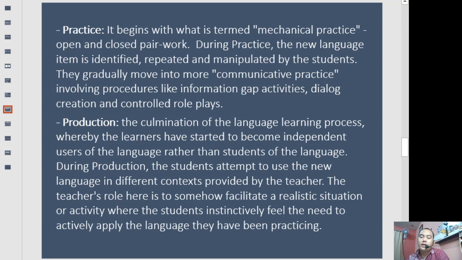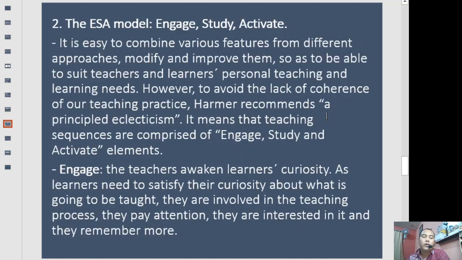The production is seen as the culmination of the language learning process, whereby the learners have started to become independent users of the language rather than students of the language. During production, the students attempt to use the new language in different contexts provided by the teacher. The teacher's role here is to facilitate a realistic situation or activity where the students instinctively feel the need to actively apply the language they have been practicing. The teacher does not correct or become involved unless students directly appeal to him or her to do so.